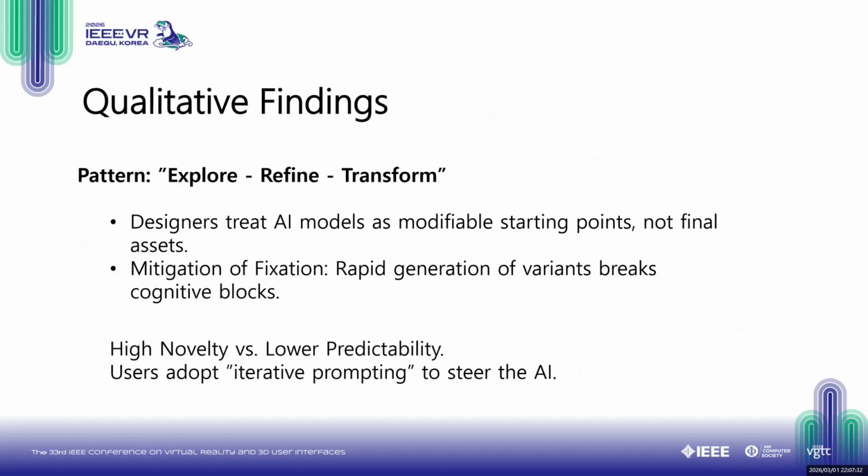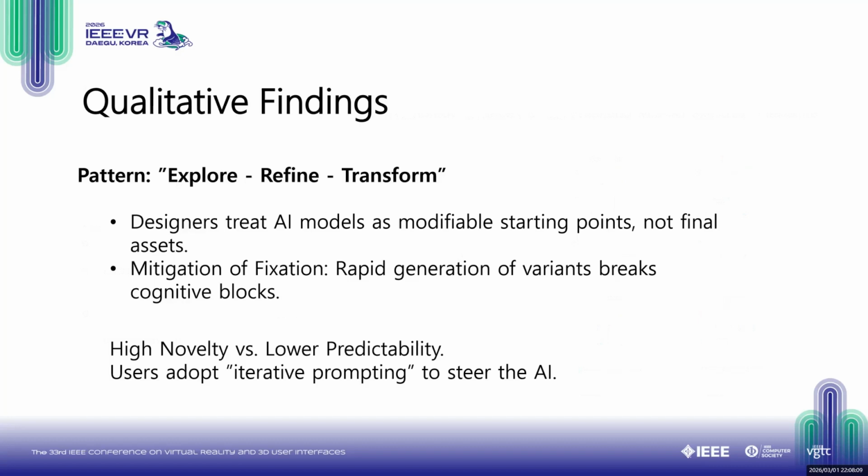Beyond the numbers, we found thinking patterns from participants. Explore, refine, change. Designers treated the AI models as raw materials. They didn't see the AI output as perfect. Instead, they used it to break their mental blocks. As one participant said, changing an imperfect AI suggestion was easier than starting from a blank canvas.